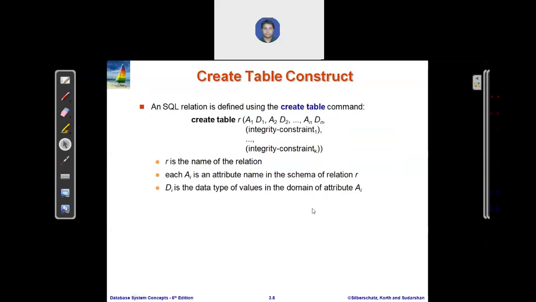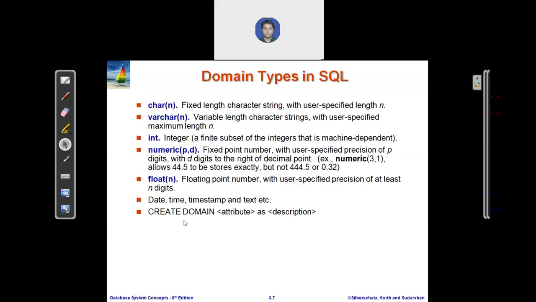First, in the DDL, the Data Definition Language, we create a table. To create a table there is the command create table, followed by the relation name and the description of the attributes or columns. These are some domains you can define for your column: char, varchar, int, numeric, float, date, time, and so on. You can even create your own domain for the column as well.